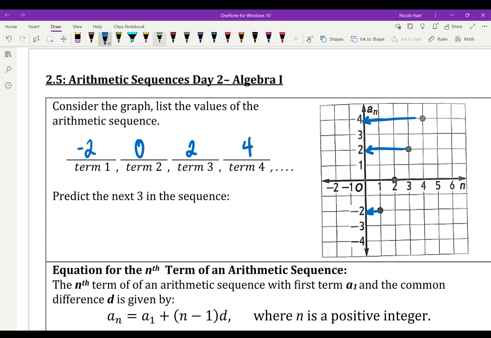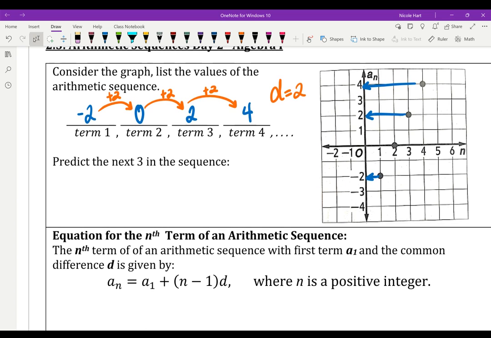And so if we look for some sort of pattern here, from -2 to 0, we are adding 2. From 0 to 2, we are also adding 2. And then from 2 to 4, we add 2. So this has a common difference, or what we use a little d for, of +2. So each time it changes by 2.